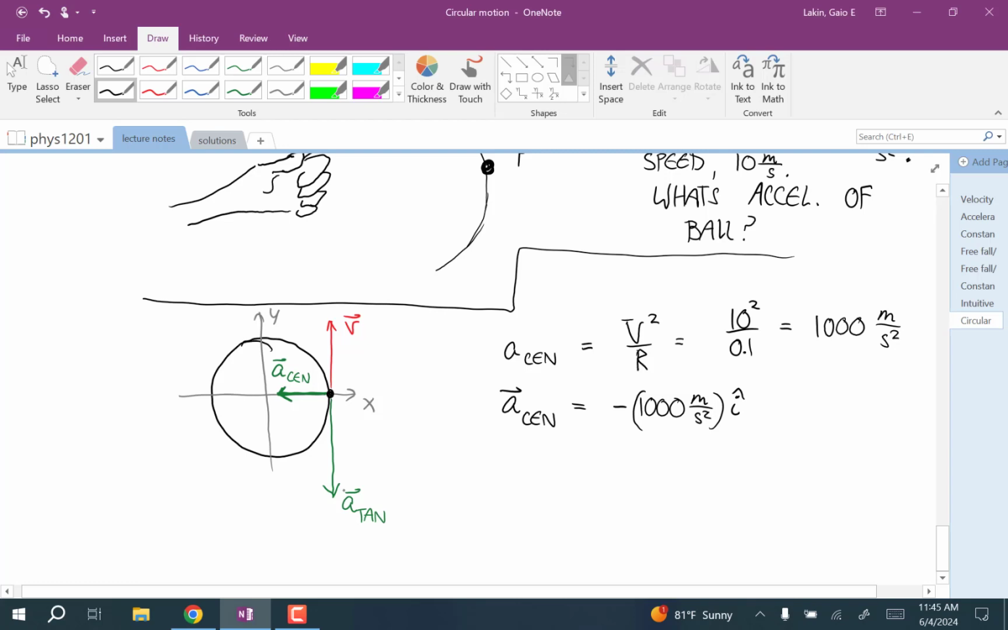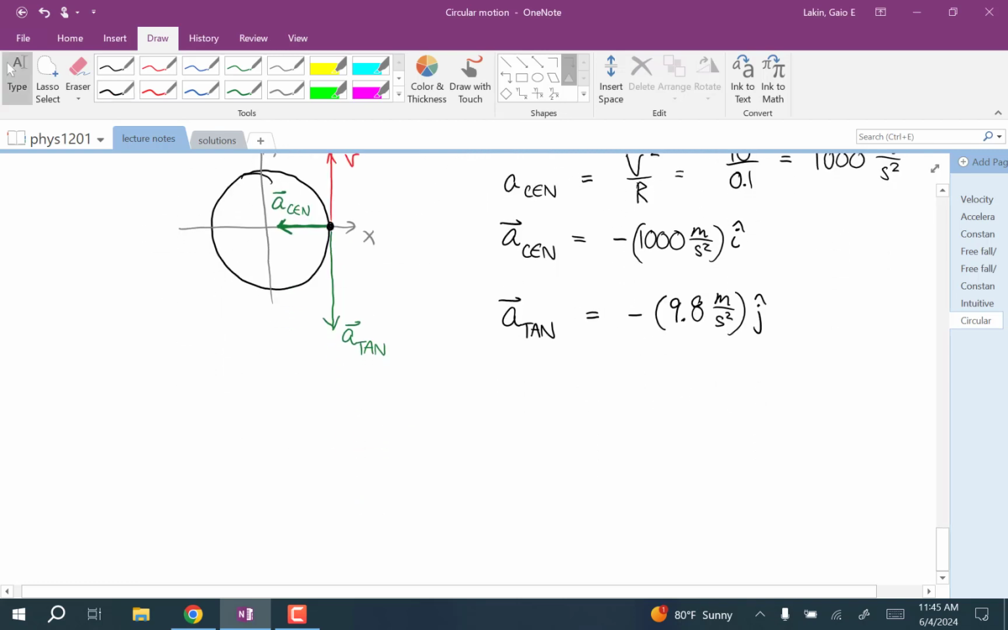Now this one, we do have to figure out the vector components for the tangential acceleration. We already have been told the magnitude is 9.8. We can see that this vector is in the negative y direction. And so the tangential acceleration is negative 9.8 meters per second squared j.